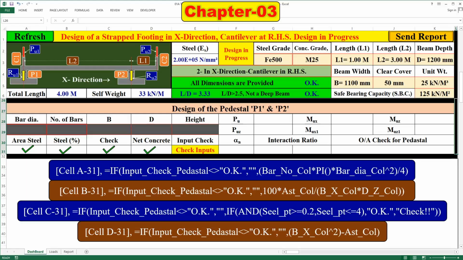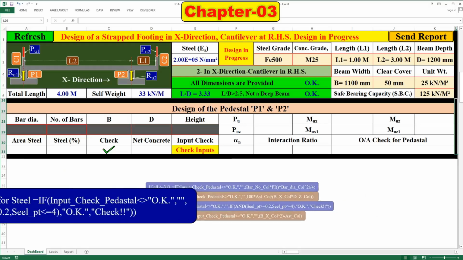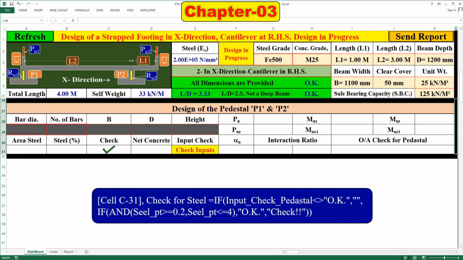So, I am not going to recite these Excel formulas. Now, on the screen, we are seeing the Excel formula for the check for steel. Excel will first verify input_check_pedestal. If it is not OK, the cells will remain blank.